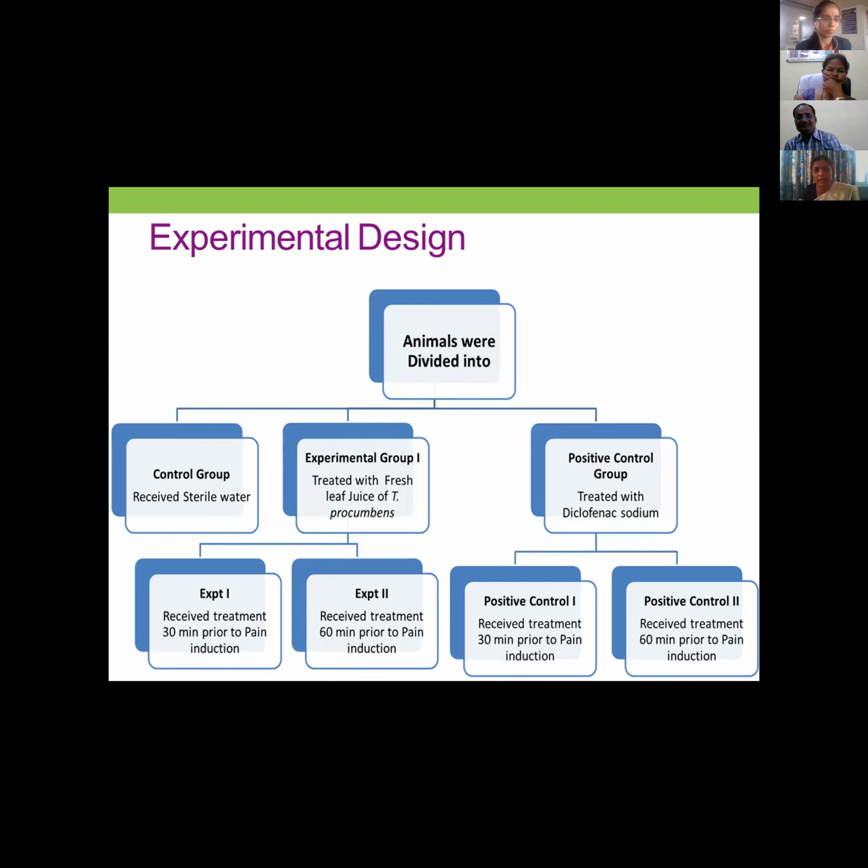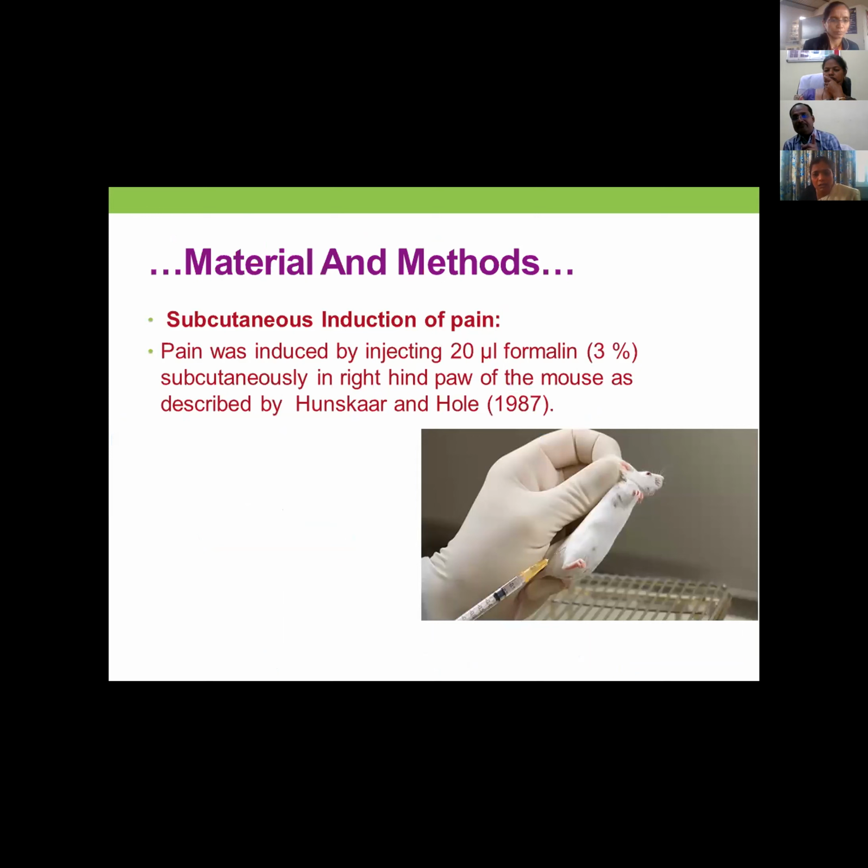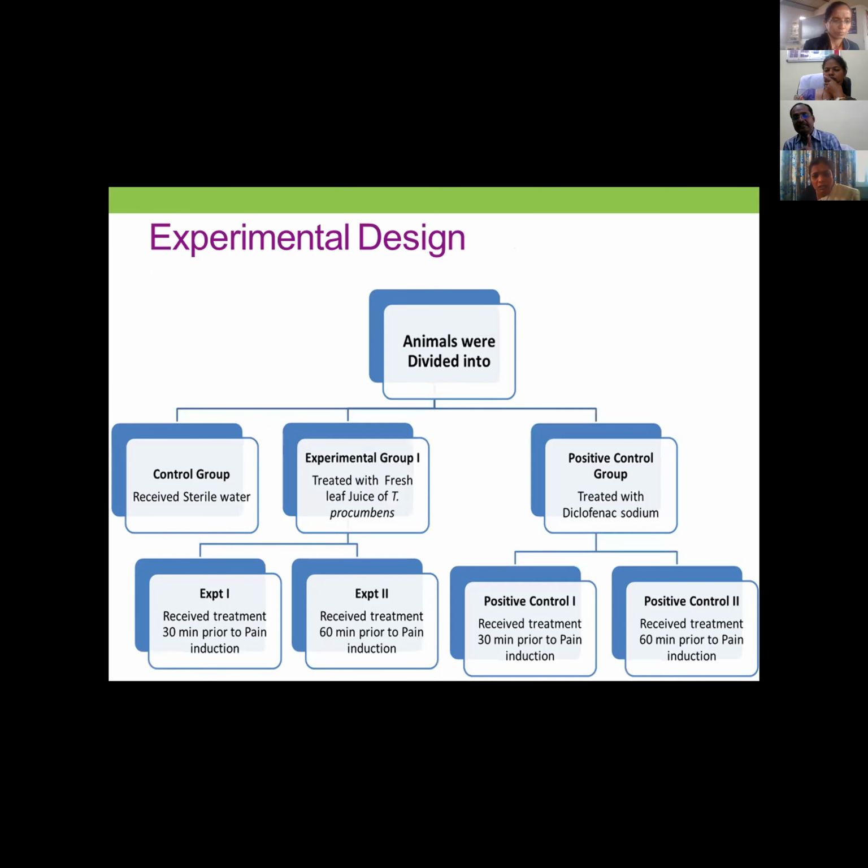So we have divided our animals into 3 major groups: a control group, which received sterile water; an experimental group, which received fresh leaf juice of Tridax procumbens. Here the experimental group is... Madam Gazri, the experimental design is wrong, because formaldehyde is used for inducing inflammation rather than analgesia.